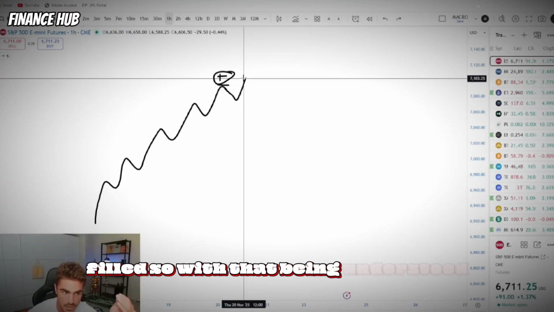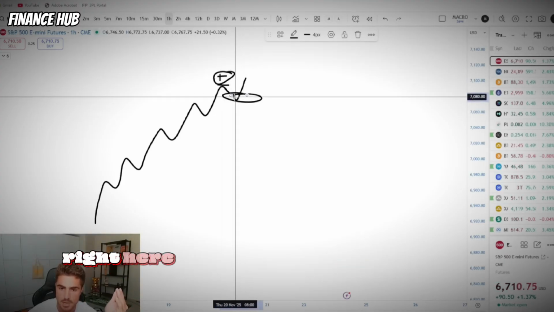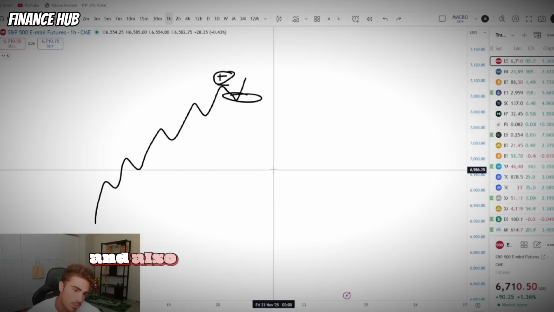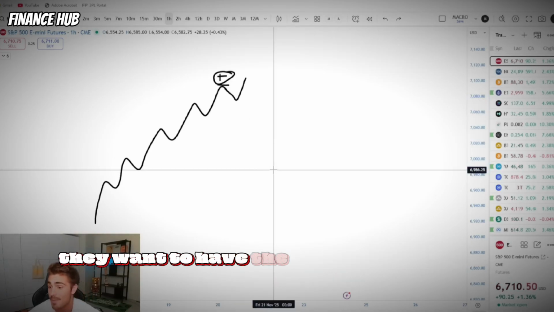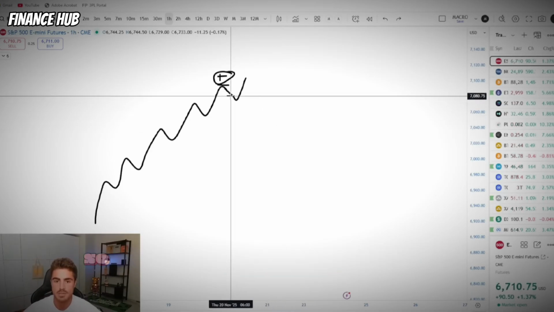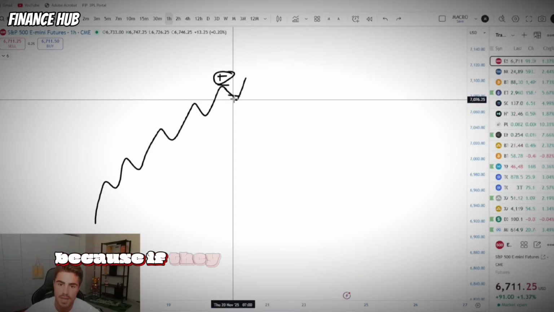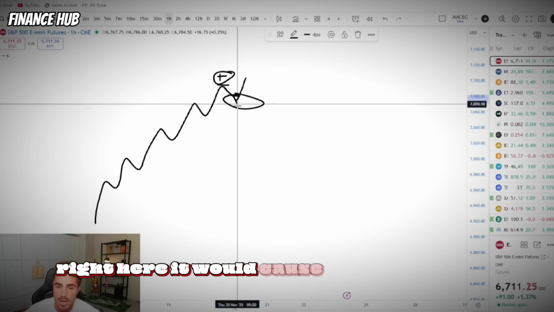So with that being understood, the market makers can't just place a massive short position right here, because that would cause the market to fall. And also, what do we know about the market makers? They want to have the best price possible for their short positions, because they're never going to lose money, right? So they're not going to want to press short right here. Why? Because it would drastically affect the price. If they place their massive short orders right here, it would cause price to go down.